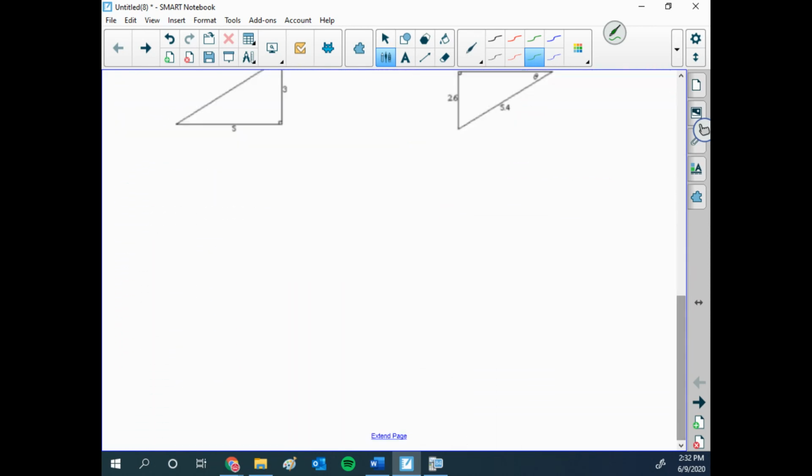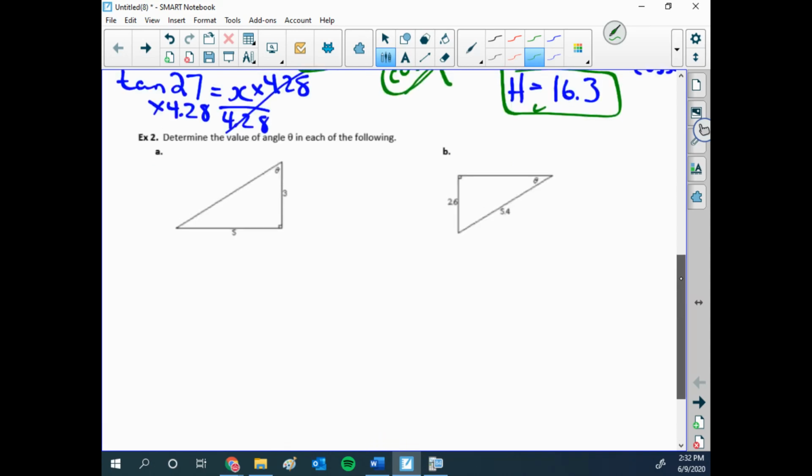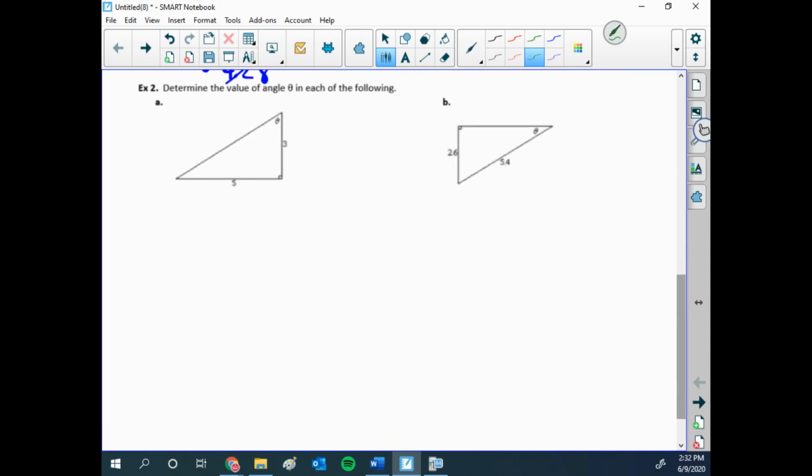Example number 2 is now we're taking our trig ratios and trying to solve for a missing angle. My initial process is going to be exactly the same. So here's that angle of interest, and we're going to label my triangle. Across from 90 degrees is the hypotenuse. Opposite, or across from the angle of interest, or the angle I'm looking for, in this case, is going to be the opposite. And the side I haven't yet labeled is the adjacent.